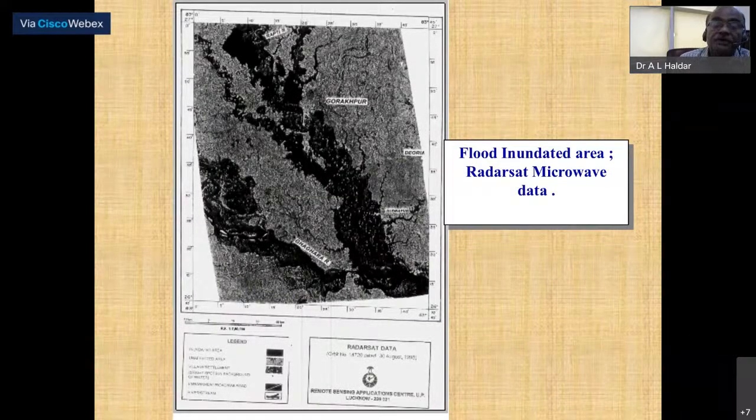So this was the radar satellite data. In this Rapti and Khavda reserve, you see this was the work, and Maharaj Ganj is there, Rapti and Deoria district is there, the river is there. So this totally black color, you see how much area was being inundated in this river and also in Khavda reserve.